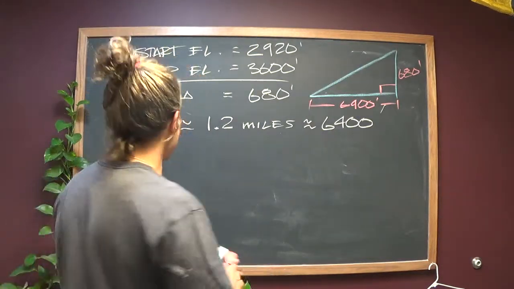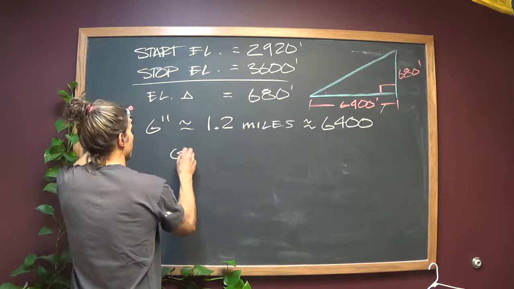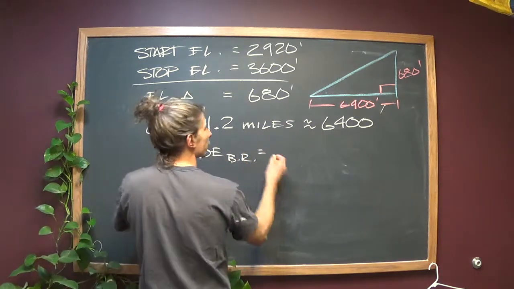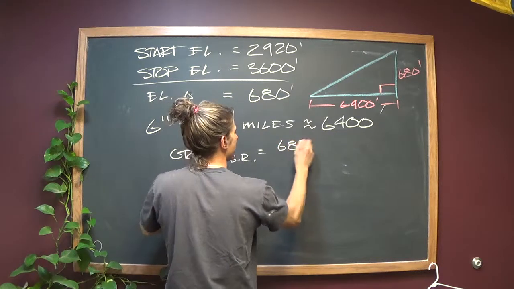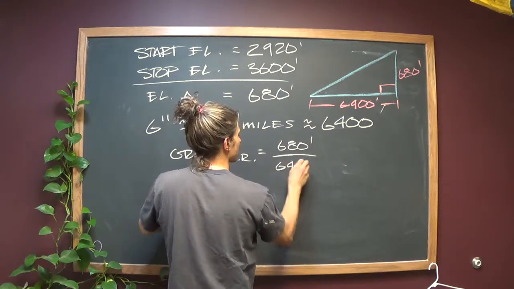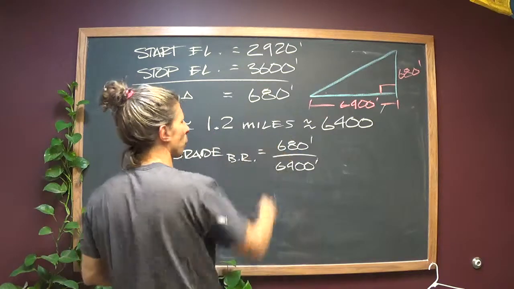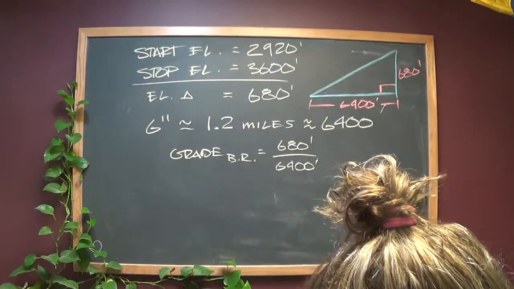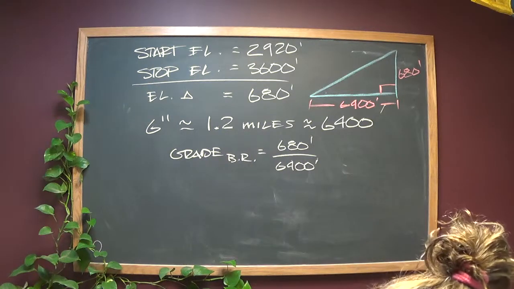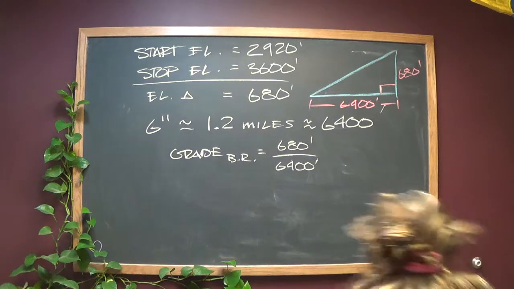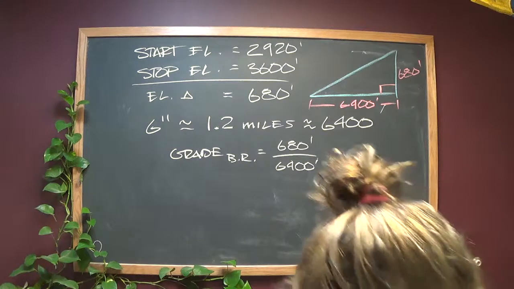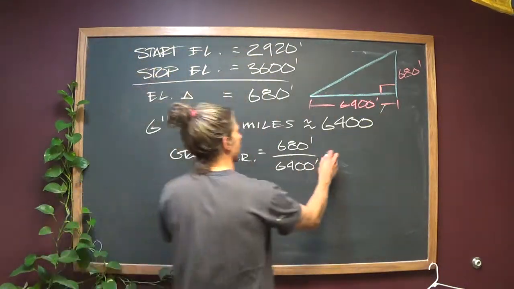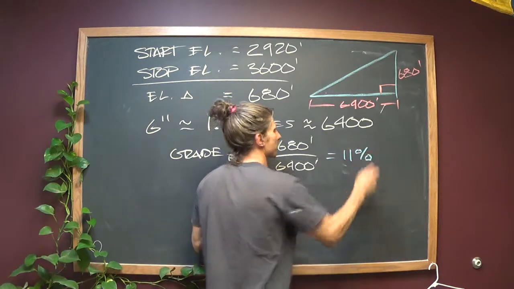What's the average grade? Your average grade of Burma Road is your rise over your run, which would be 680 feet over 6,400 feet. If it was 640 over 6,400, it'd be 10%. That's a little bit higher than 10%. Let's just go ahead and do 680 over 6,400. We end up getting 10.6%. But I told you to do the nearest percent. That would be 11%.